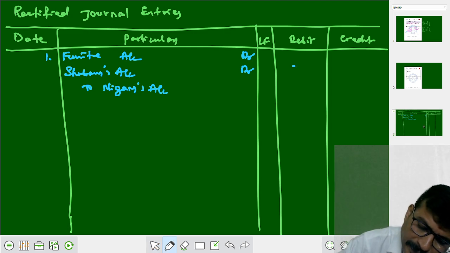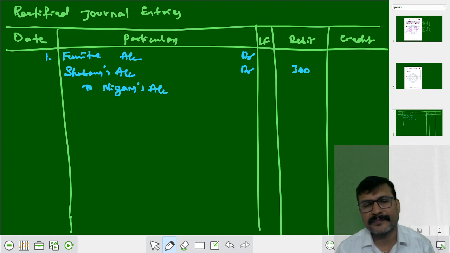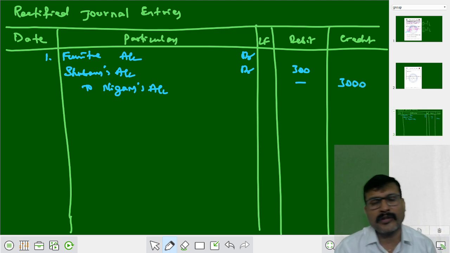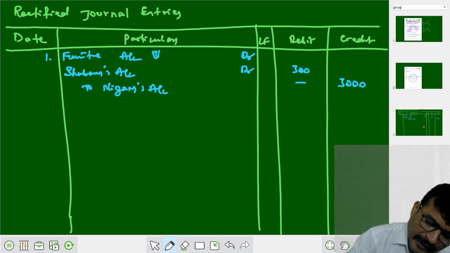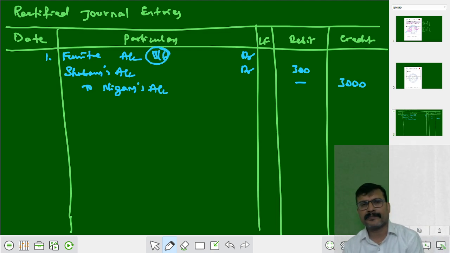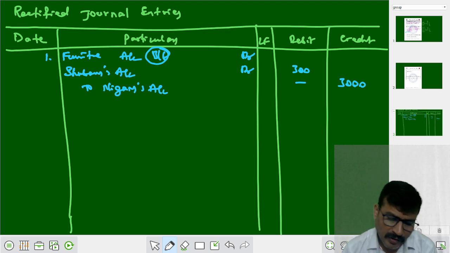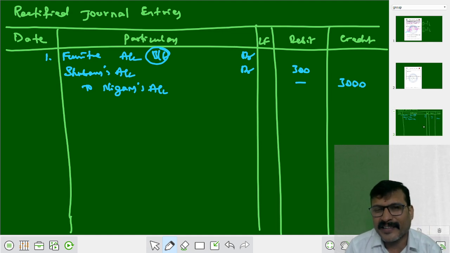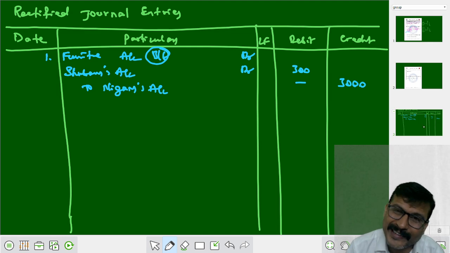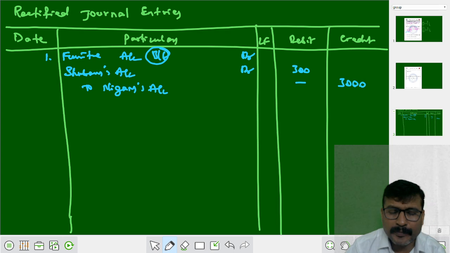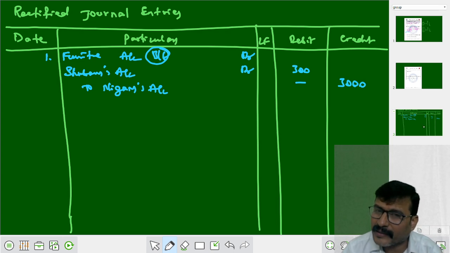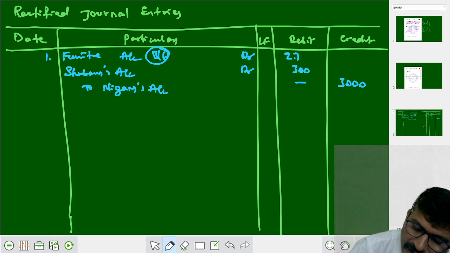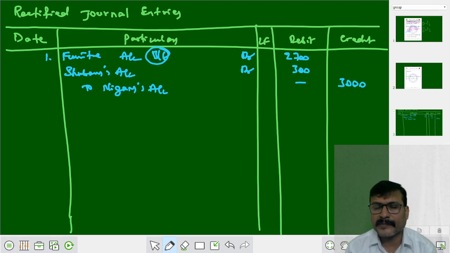First you write Shubham 300. Okay. Nigam, how much do we have to write? 3000 we have to write. Then what is the amount for furniture we have to write? That is a balancing figure. Are you getting my word, my dear student? For Shubham, you have given a wrong credit. When you gave a wrong credit to Shubham, at the time of rectification it is to be taken in the debit side with the 300. Nigam you put 3000, that is the balance. And how much balance is it? 2700. For 2700, we have to take it in the debit side.